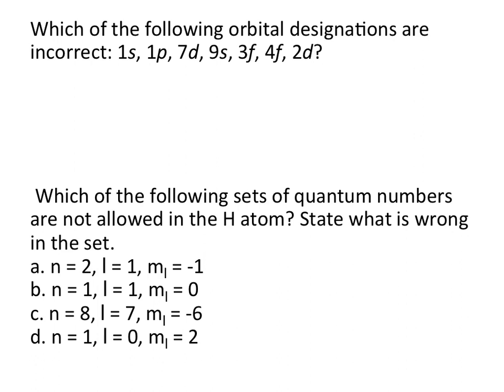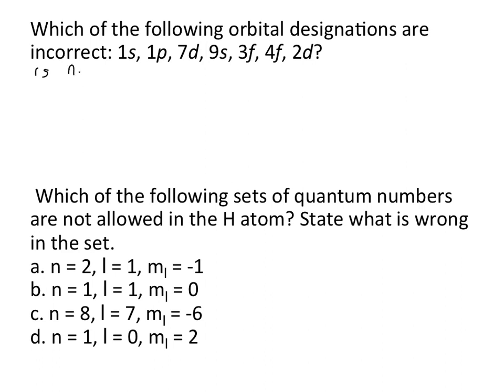So now this brings us to identifying incorrect orbital designations. And we need to think about what the orbital designations mean in order to figure out if they're incorrect or not. Okay, so let's go ahead and look at our first example, the 1s.